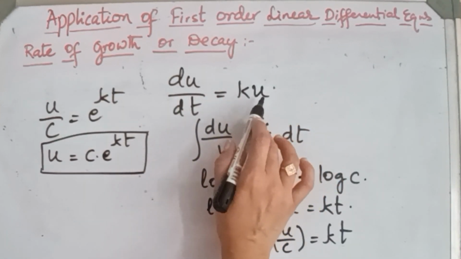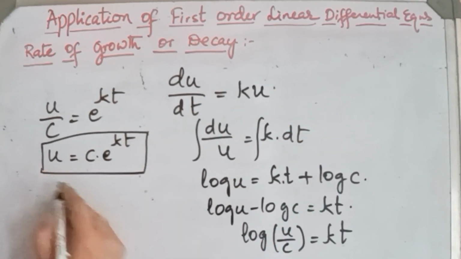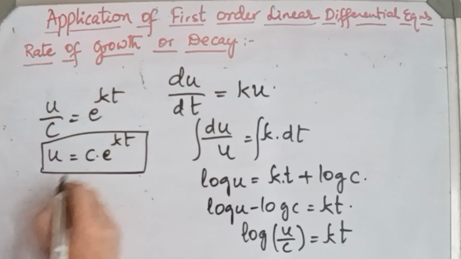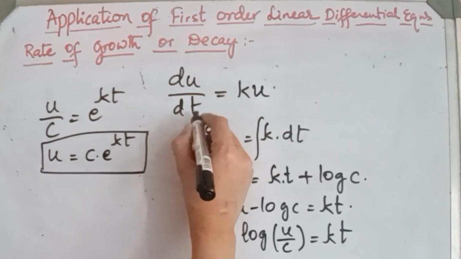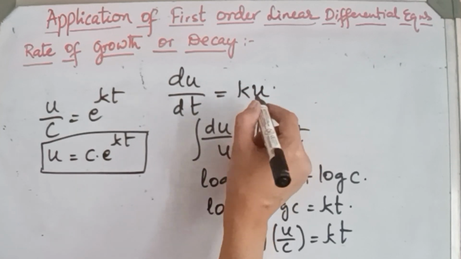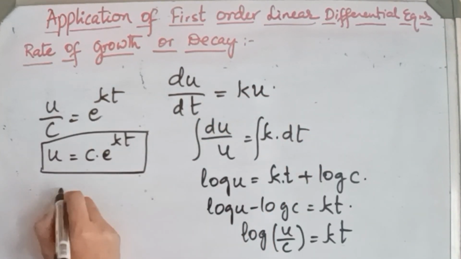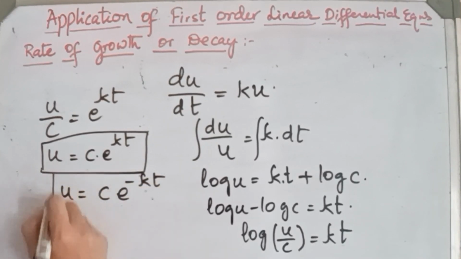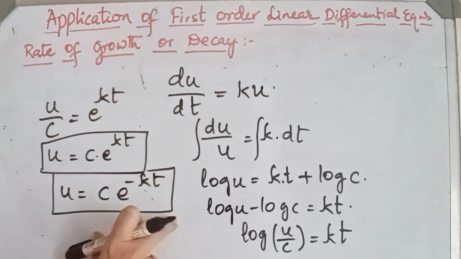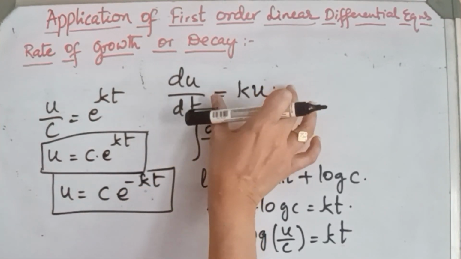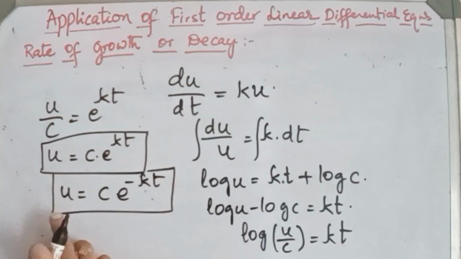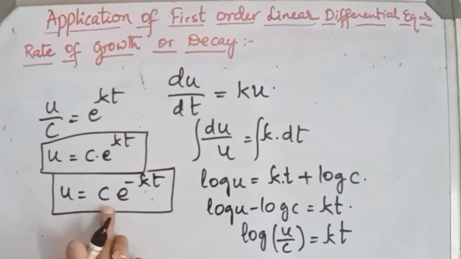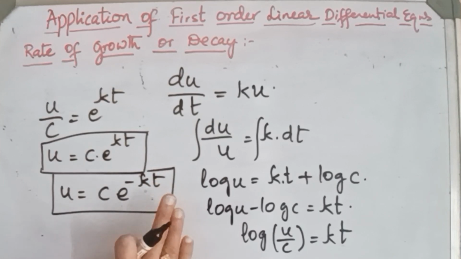If k is positive, the problem is of growth. Therefore, in that case, you will get u equal to c into e power kt as its solution. If k is negative, then du by dt equal to minus k into u. This problem is of decay. So in that case, the solution is u equal to c into e to the power minus kt. So you can directly remember the solution of this kind of growth or decay problem as u equal to c into e power kt for growth and u equal to c into e power minus kt for the decay problems.